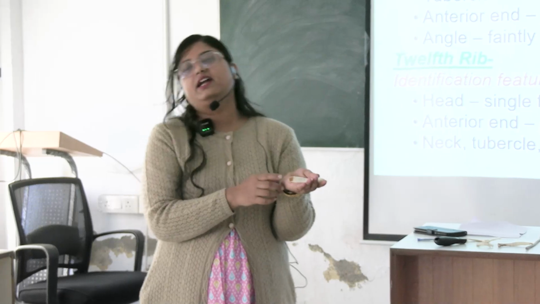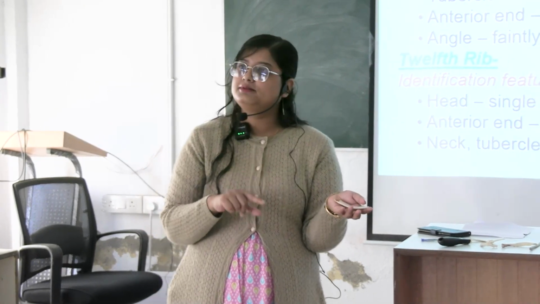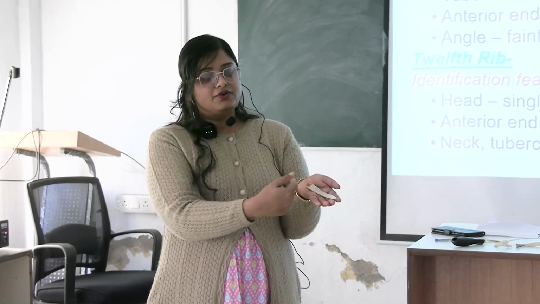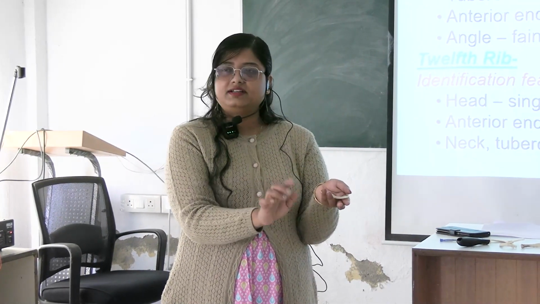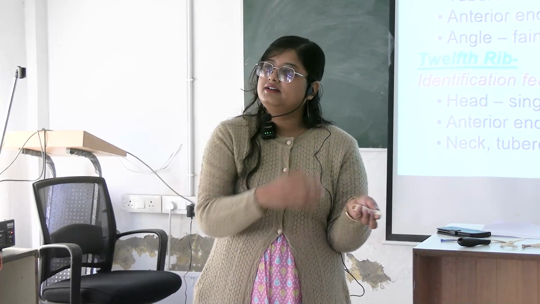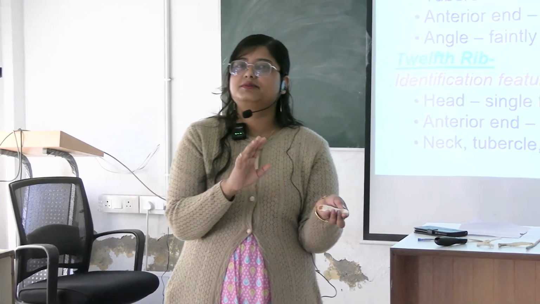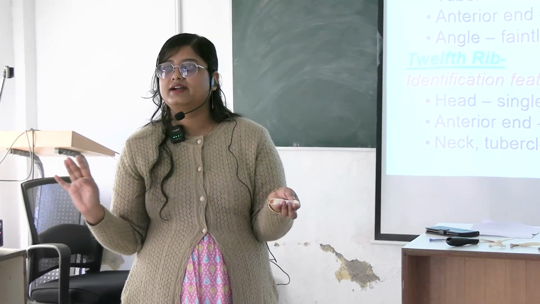Here also head contains a single facet for articulation with body of 12th thoracic vertebra. Here also concave surface is looking upward and tip is not articulating and it is floating and directed laterally. Okay, and all the other features of typical ribs are absent. No neck, no tubercle, no costal groove, no angle.